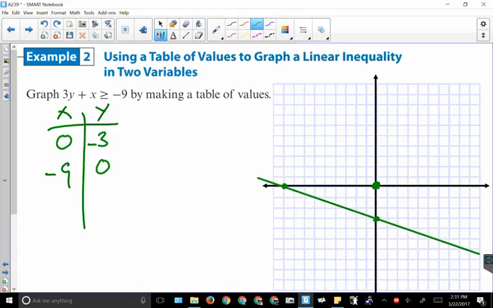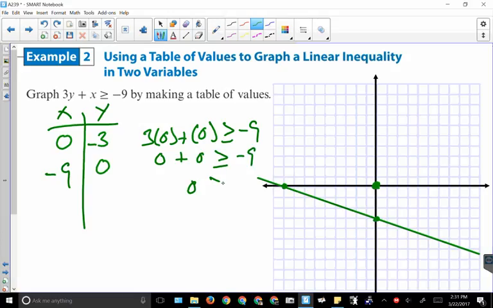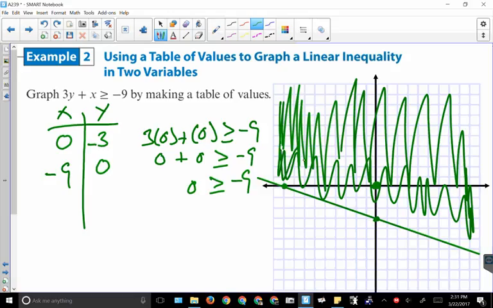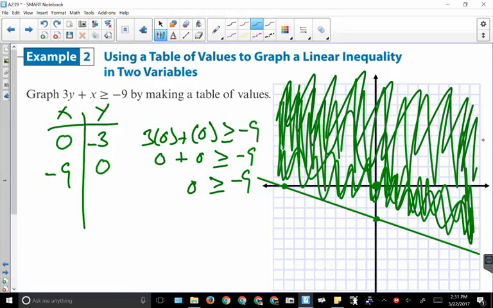So if I plug in this 0, 0, it means 3 times 0 plus 0 greater than or equal to negative 9. So that's going to be 0 plus 0. Is that greater than or equal to negative 9? In other words, is 0 greater than or equal to negative 9? Yes, it is. So 0 is bigger. So that means that this thing is shaded all up in here. Anything that is in this area is perfectly legal as an answer. Okay?